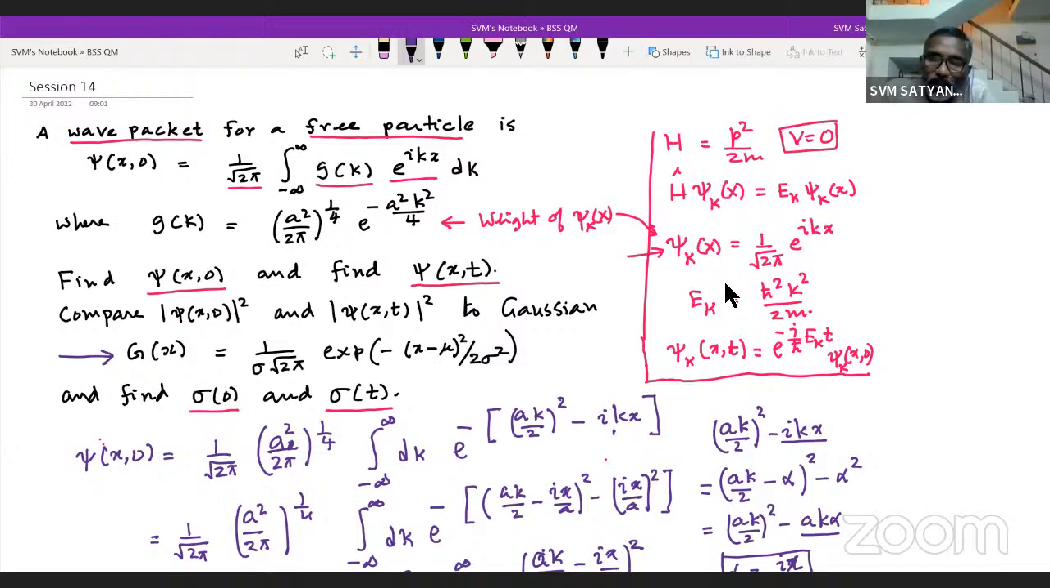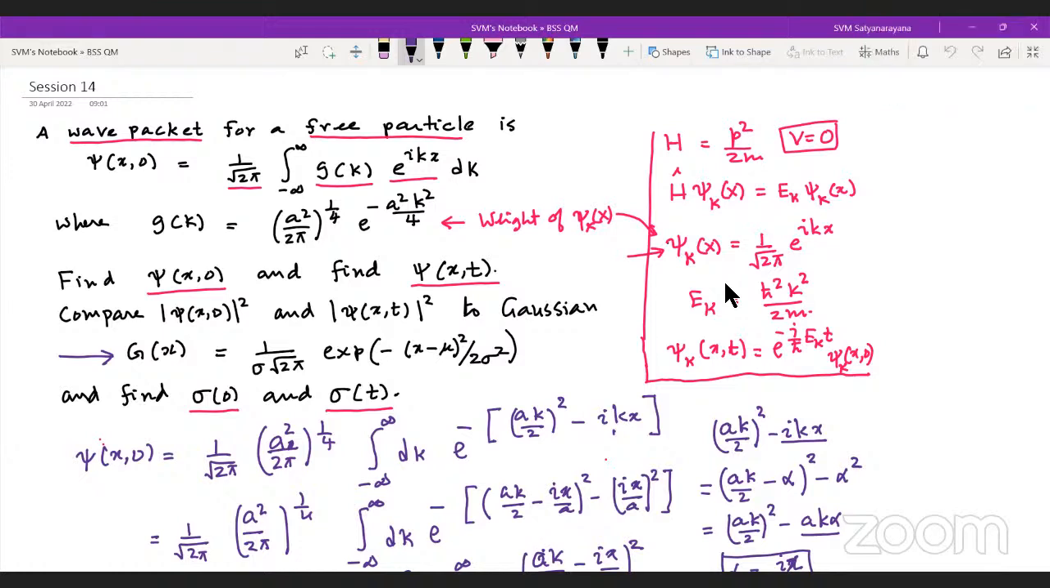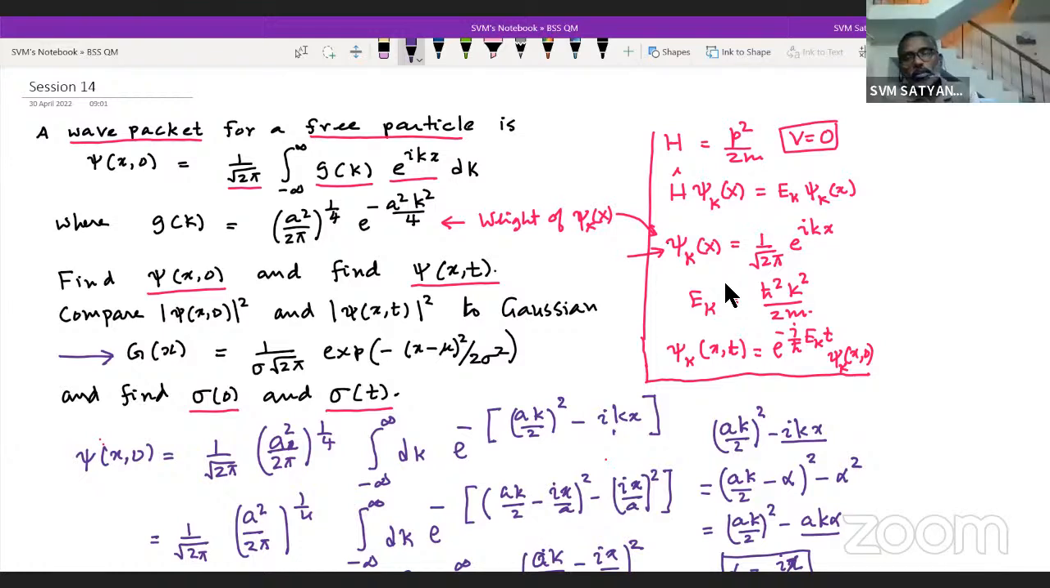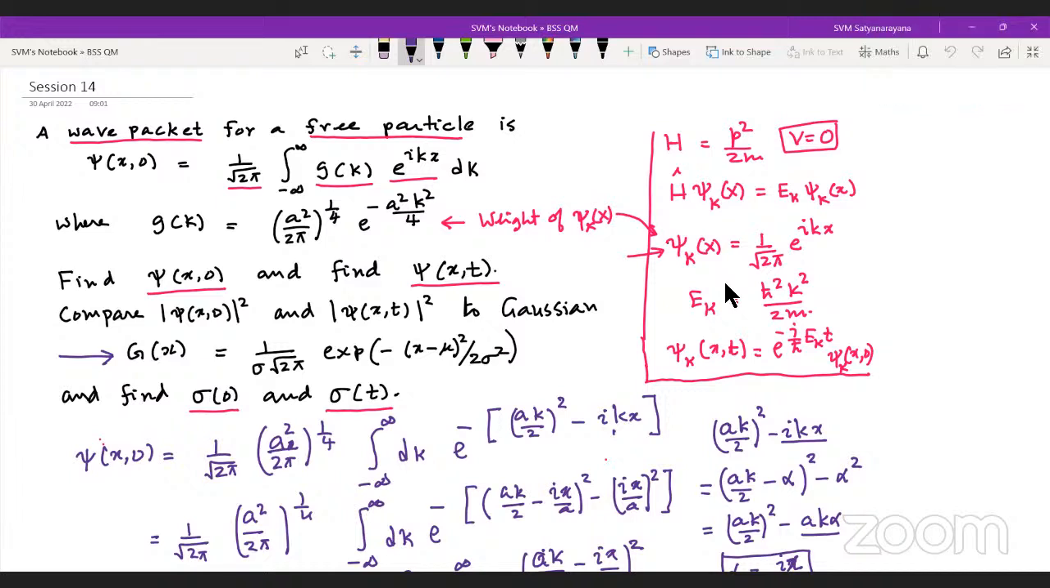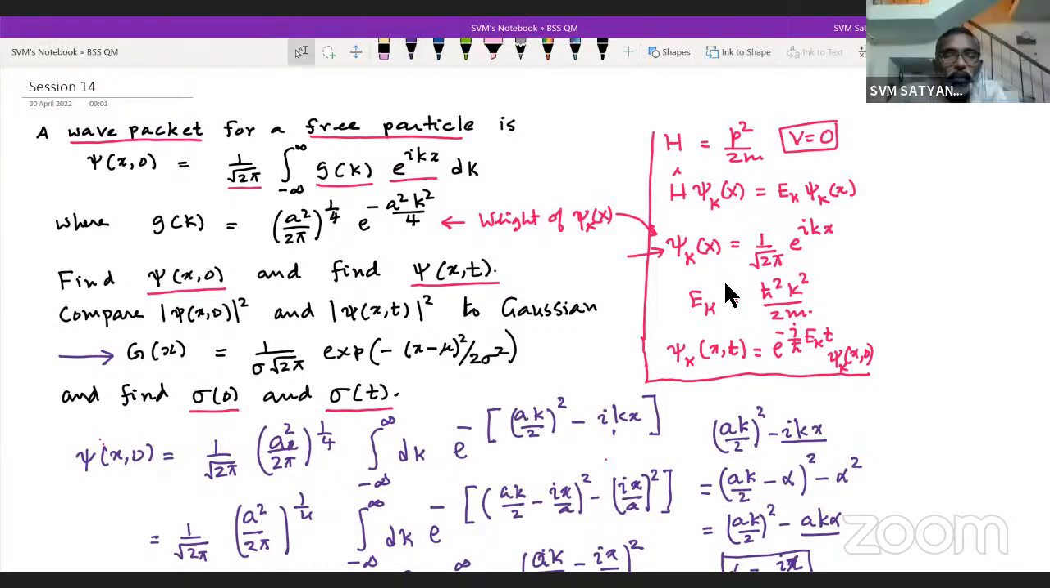But if it is a bound state, like a particle in a box or a harmonic oscillator, then one can strictly prove that there is no degeneracy in one dimension. Okay, sir. Thank you. Okay. Any other question?